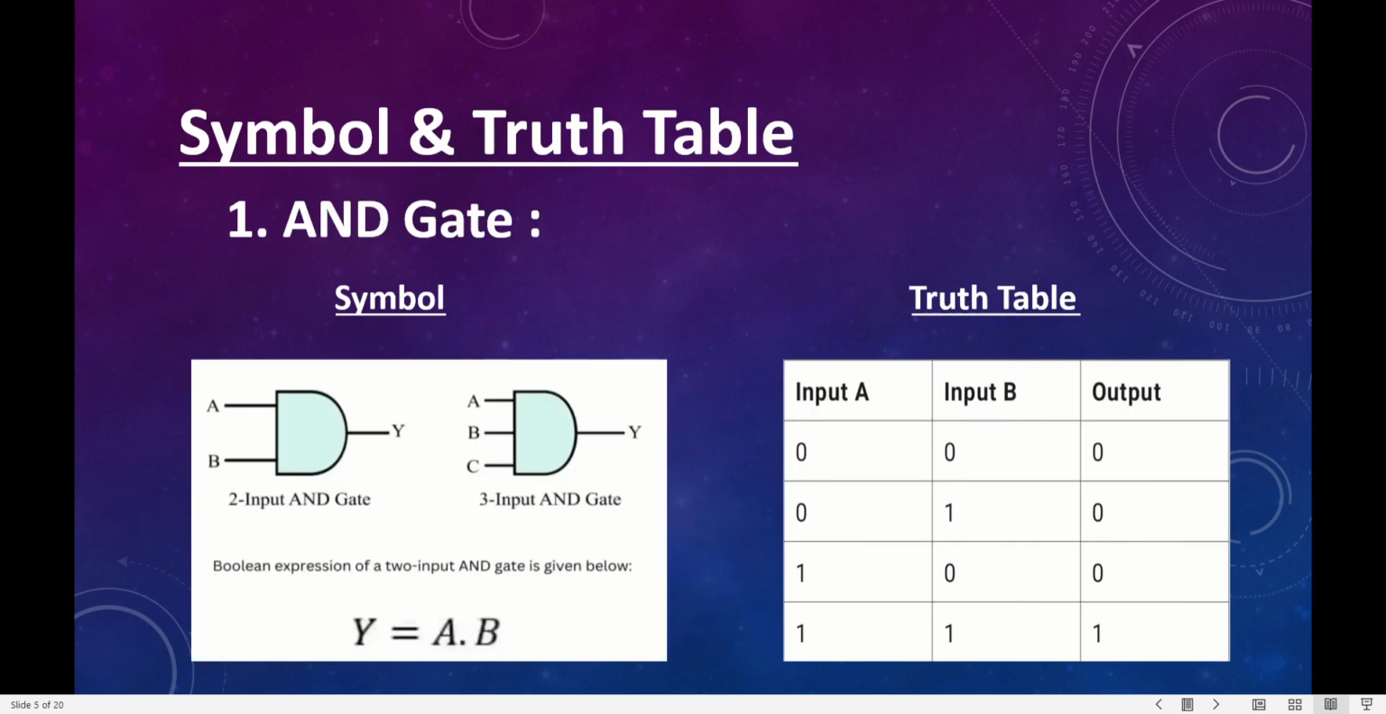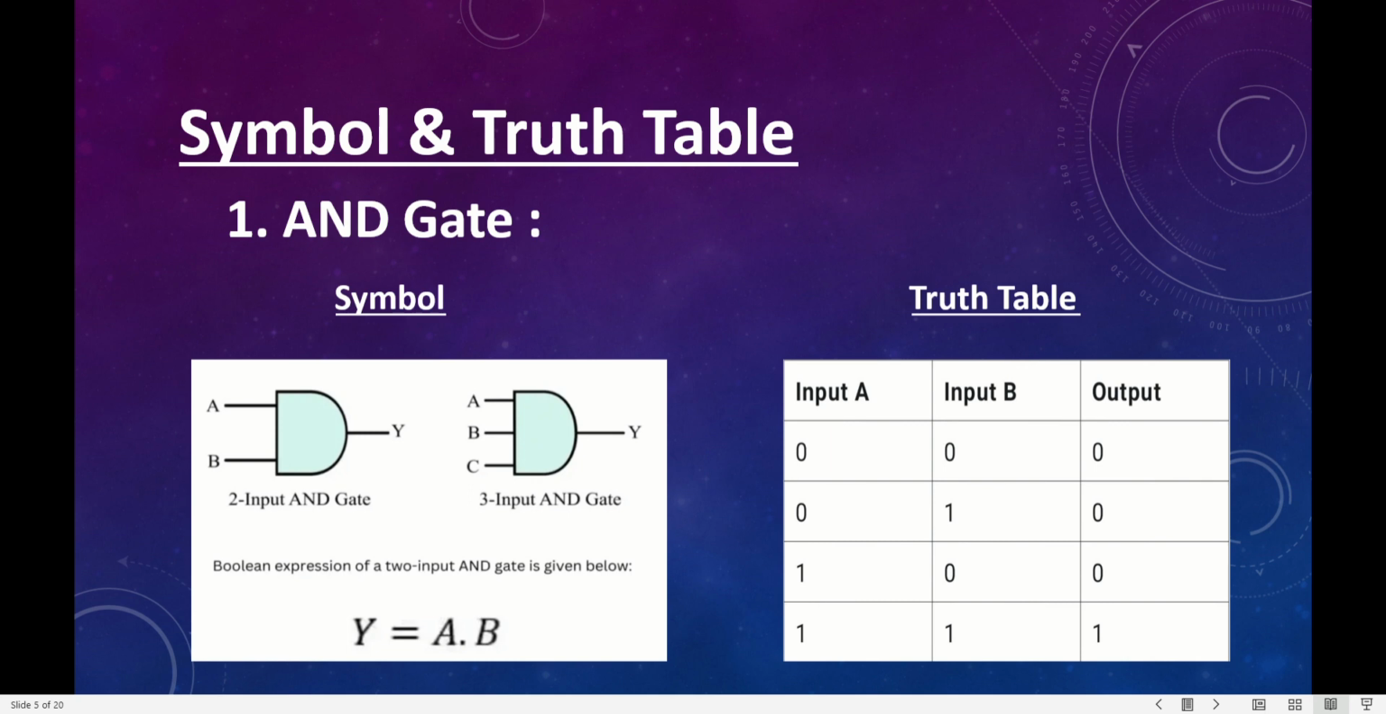And then we learn about the symbols and truth tables of the logic gates. And at first we learn about the AND gate, AND gate symbols, and the AND gate truth tables. So the AND gate symbols are the 2 input AND gate and the 3 input AND gate, and the Boolean expression is shown in these symbols.